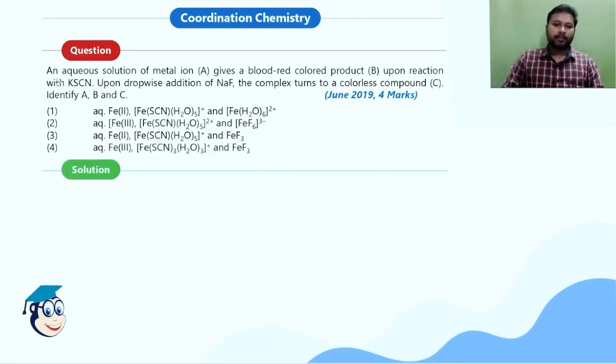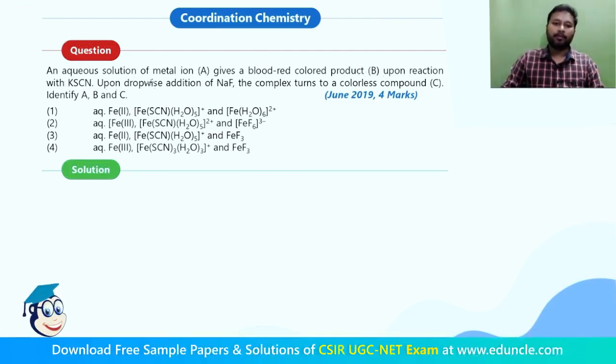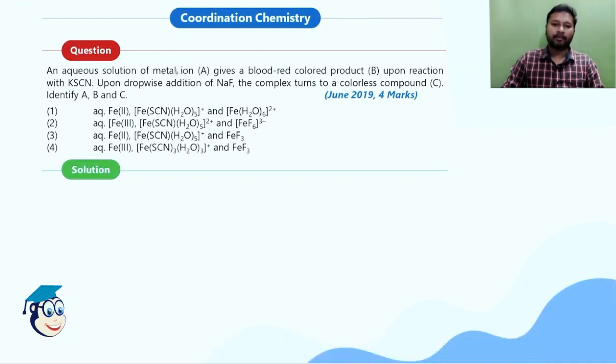Alright, so let's talk about this question. It says that an aqueous solution of metal ion A gives a blood red colored product B upon reaction with KSCN. Now upon drop-wise addition of NaF, the complex turns to a colorless compound, that is C. Identify A, B and C. So compound A is already given to you, that is an aqueous solution of a metal ion, and it gives you the blood red colored compound B.